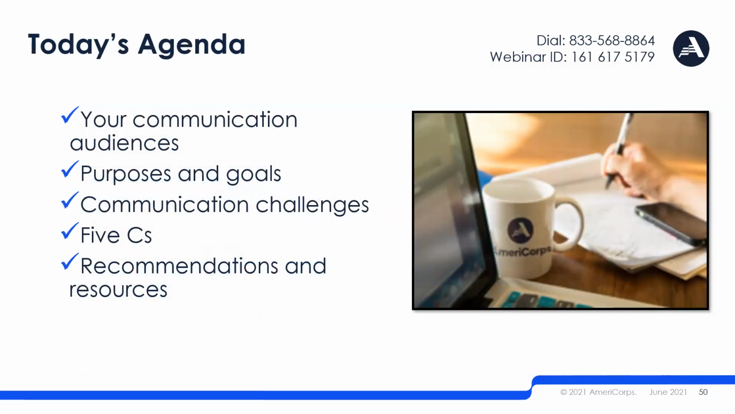We covered a lot in a short period of time today. We talked about your communication audiences and who's involved. We talked about the purposes and goals of communicating with your members. We highlighted some challenges involved in communication. We then explored the 5 C's to help you be more effective in your communication with members. And then we just recently covered recommendations and resources for you.